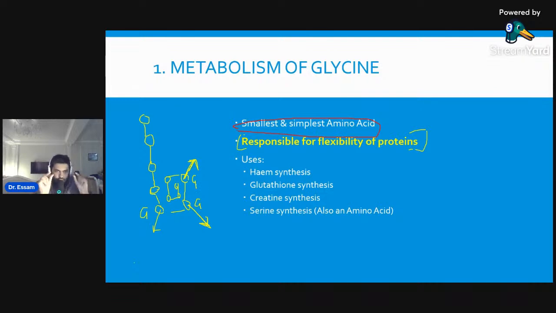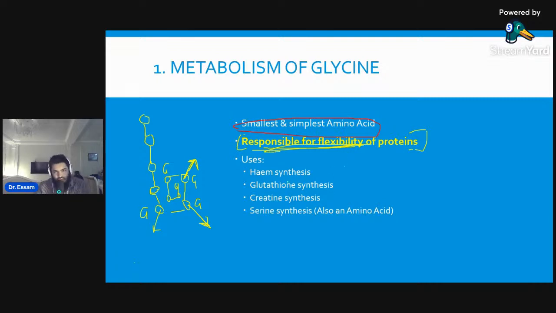Because it is very small. So if there is something small, we can twist it, right? So if we have glycine, the protein, we can easily rotate it, we can turn it. So that's why it is responsible for the flexibility of proteins.